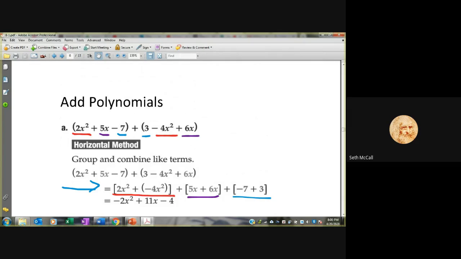You can see the 2x squared plus negative 4 ends up being negative 2x squared right there. And then you have under the purple the 5x plus 6x, and that ends up being 11x. And then you have the negative 7 plus 3, which ends up being negative 4 under the light blue. So hopefully that made sense, and I didn't go too quickly through it, but let's do a couple problems on our own.